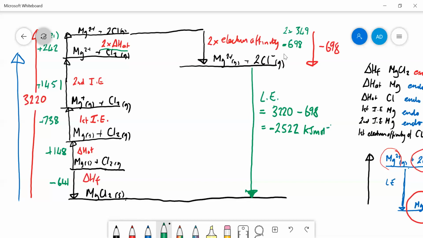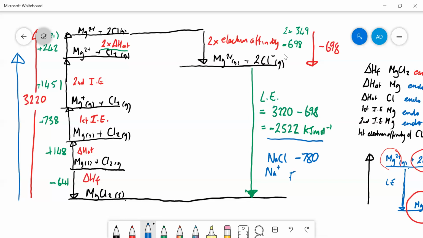Okay, and just remind ourselves again that we compare the value. That's a very negative value, isn't it? Compare it with the lattice enthalpy of sodium chloride, I think it was about minus 780, loads less. That's because the magnesium is a 2+ ion, so it's much more strongly attracted to the negative chlorides. And the magnesium ion is also smaller than the sodium ion, and that makes the attraction stronger as well, doesn't it?